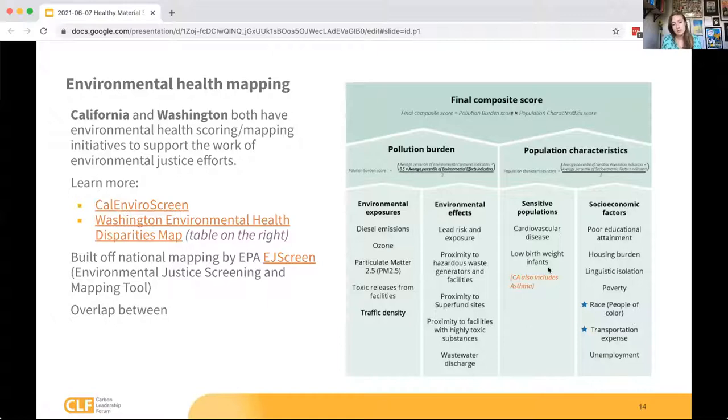So you can see some of the exposures and effects here. And so those are used to calculate a pollution burden. And then there's also population characteristics they look at in order to calculate so that they can sort of overlay what is the pollution burden, and then what are the things like housing burden, linguistic isolation, poverty, race, transportation expense, other socioeconomic factors.